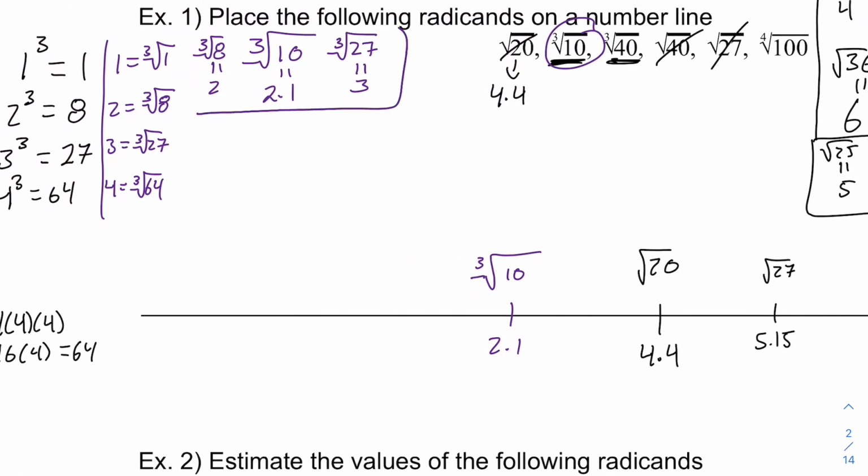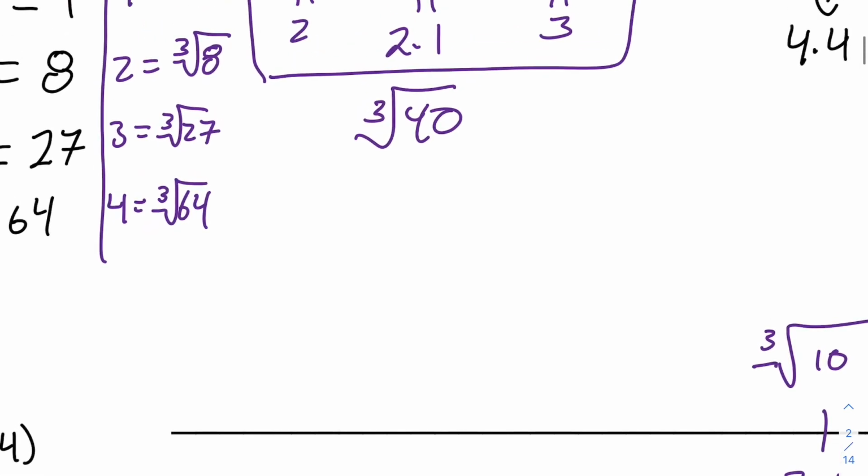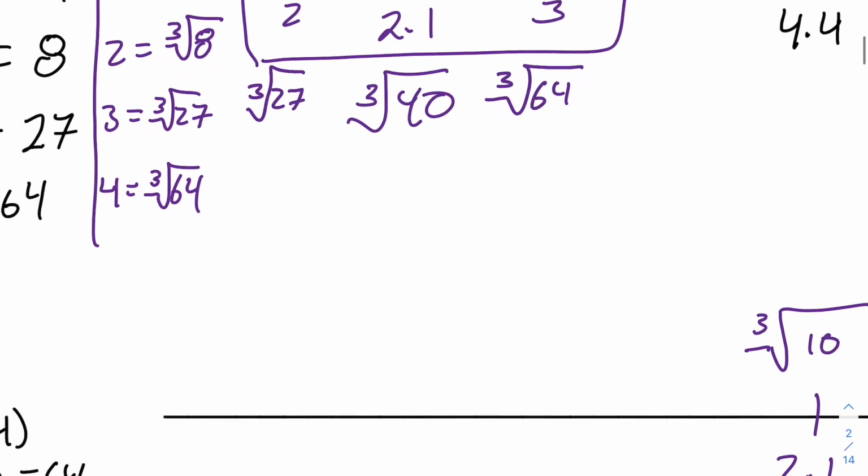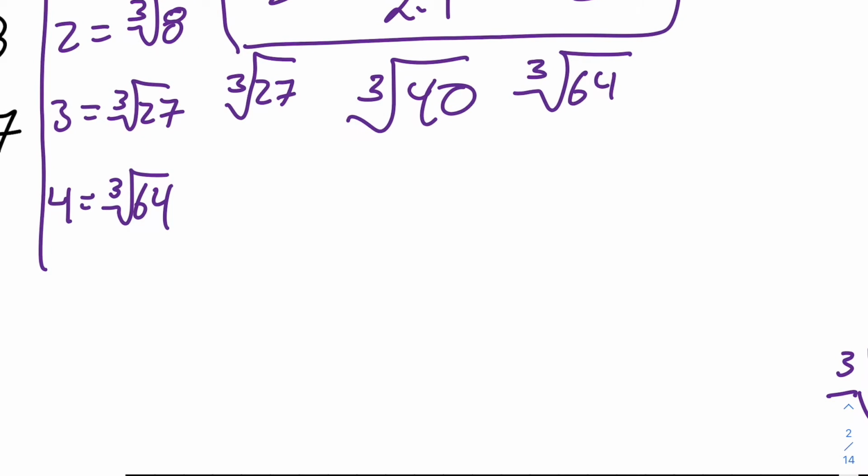Now let's look at cube root of 40. So again, what numbers does this fall between? Well, this falls between cube root of 27 and cube root of 64. Okay, so cube root of 27 is 3. Cube root of 64 is 4.